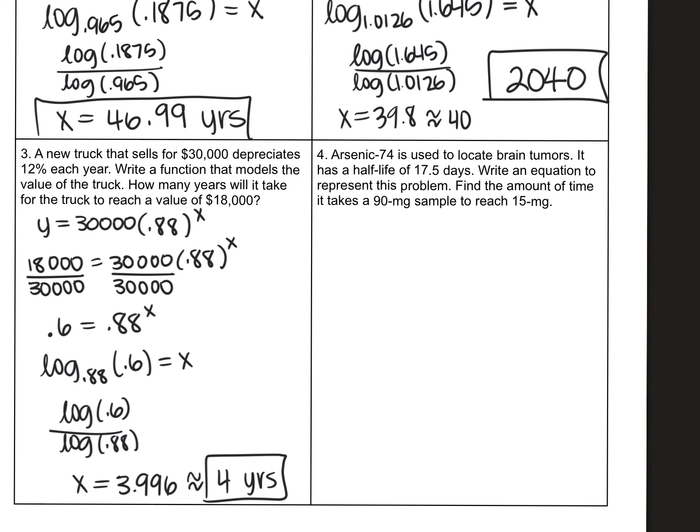So those were the 3 examples we did over general exponential growth with a % increase or a % decrease. Next, we're going to look at an example of half-life.